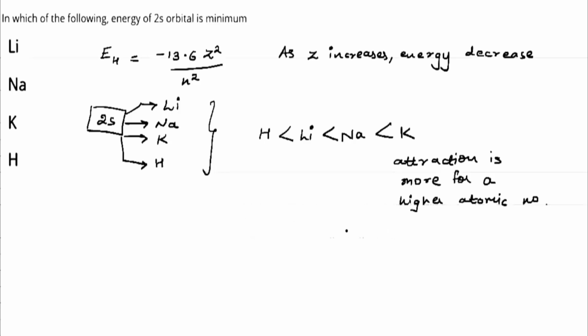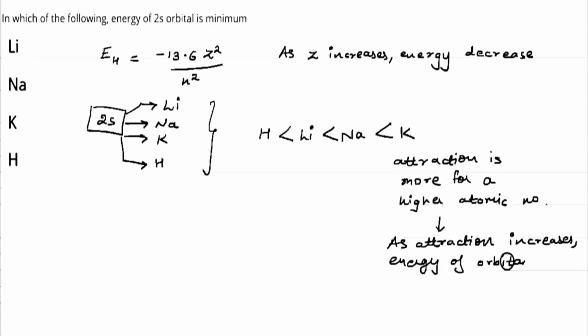What did I say? As attraction increases, the energy decreases. Energy of what? Energy of the orbital as well as the electron present in it. So obviously, if this is the order for the atomic number, the reverse will be for the energy of the same orbital.